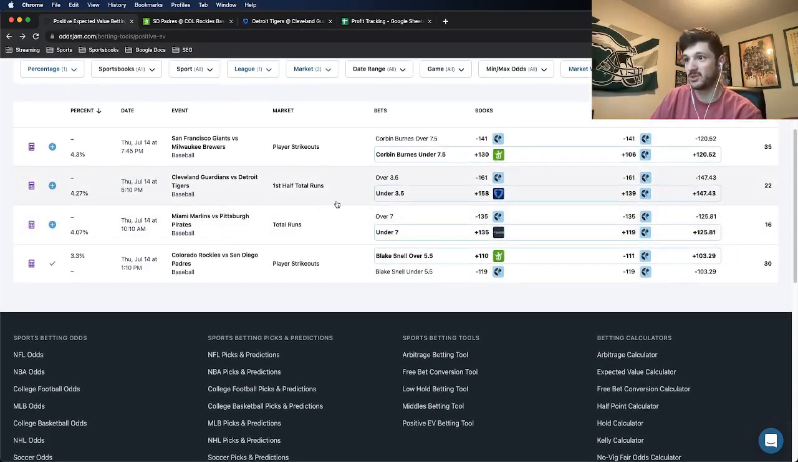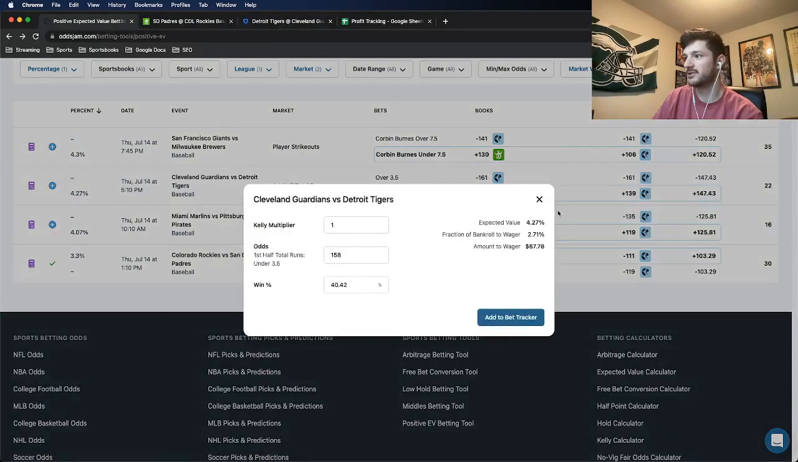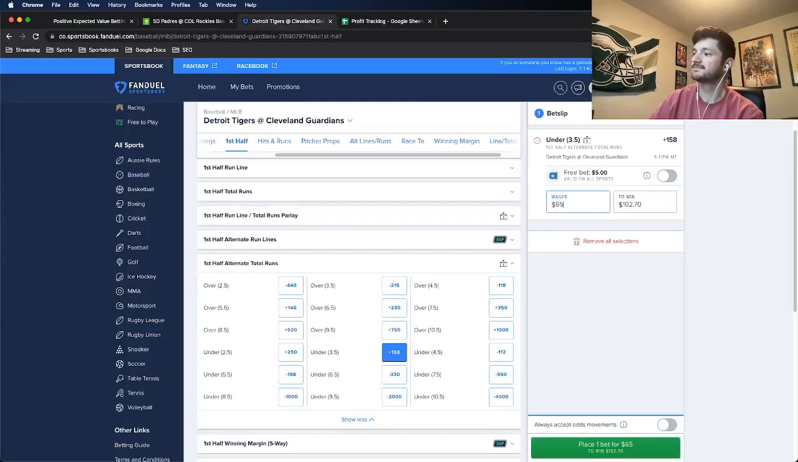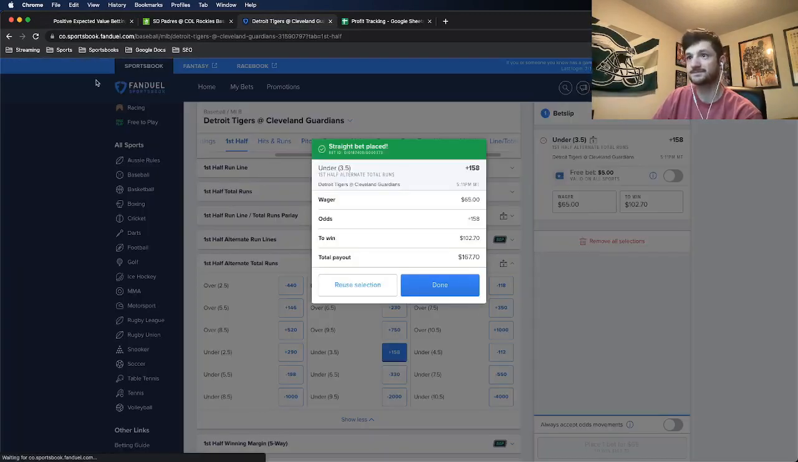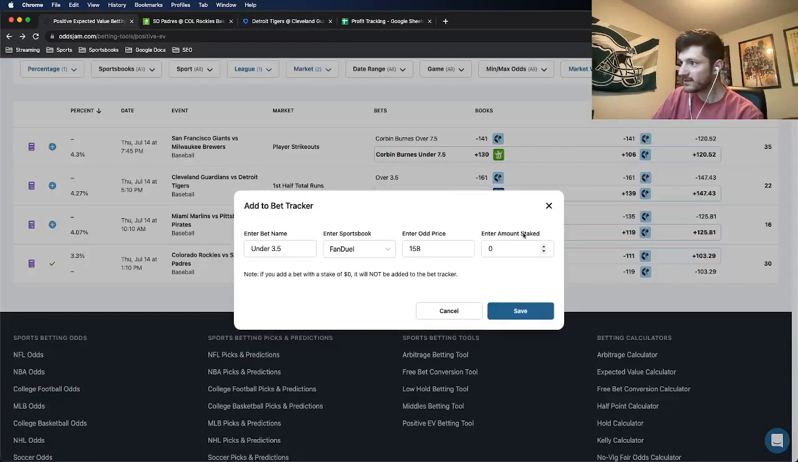My second one is going to be this play right here: Cleveland Guardians versus Detroit Tigers, first half total runs under 3.5. This is going to be a little bit of a lower play, lower than about a 2.5 unit play. I'm going to put $65 on this one on FanDuel. Lock it in, and let's talk about this one, my second play. Of course, I need to add this one to my bet tracker as well.